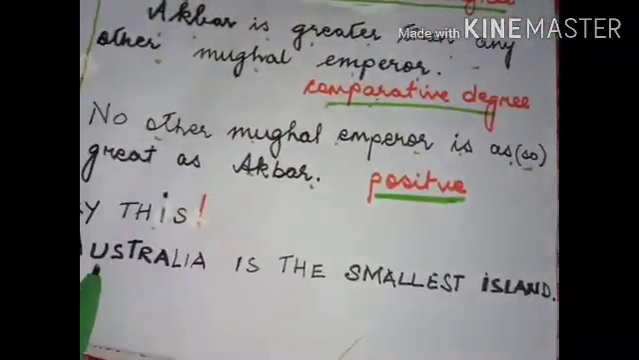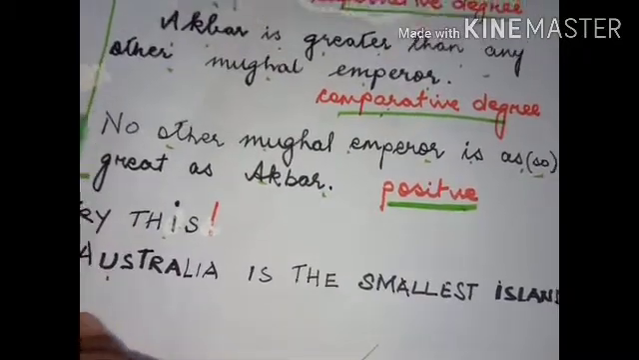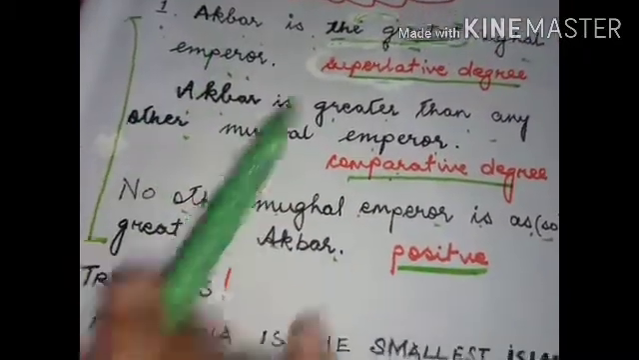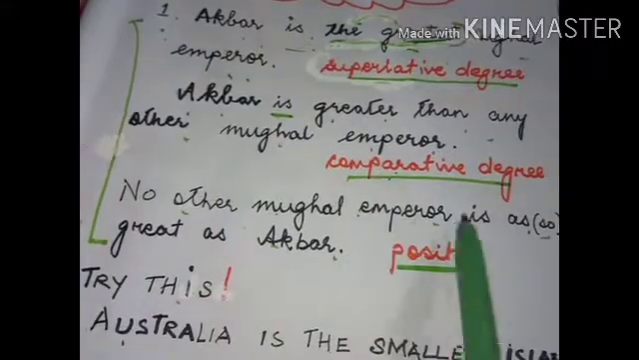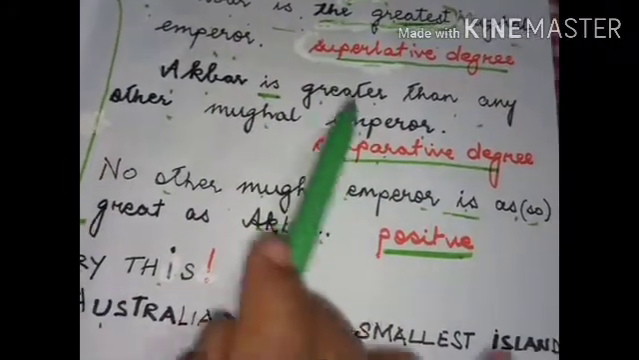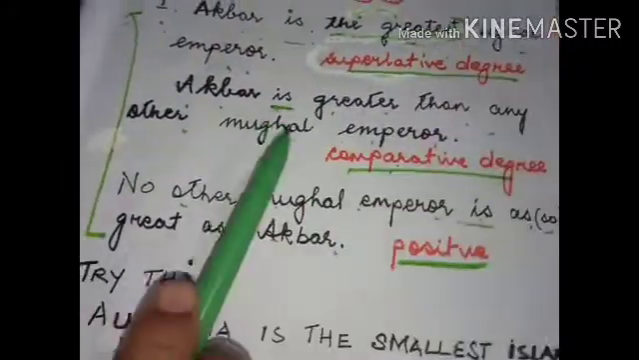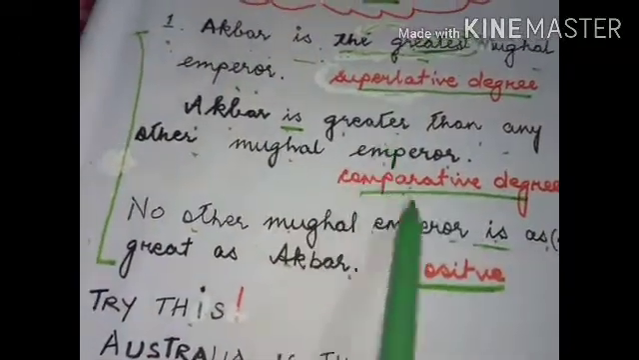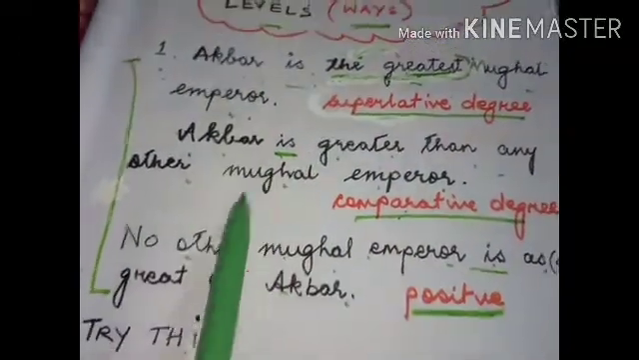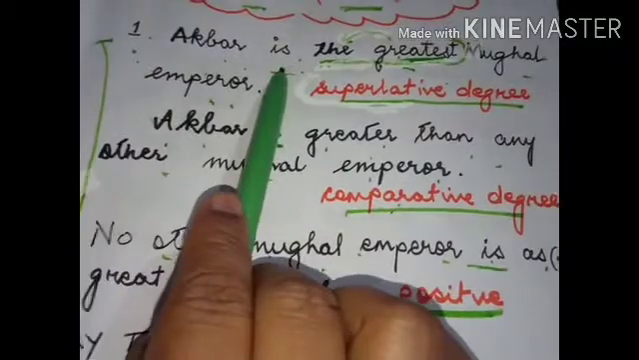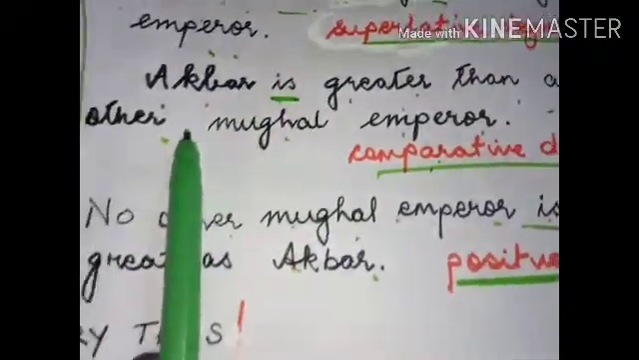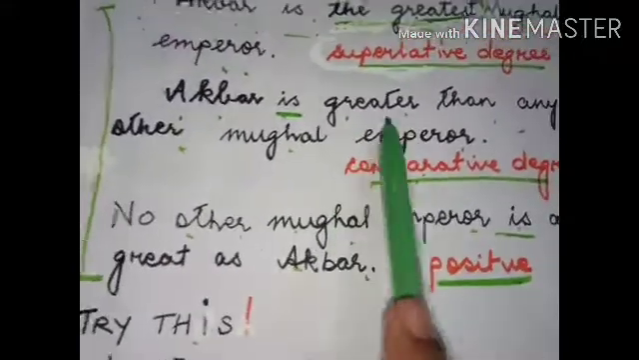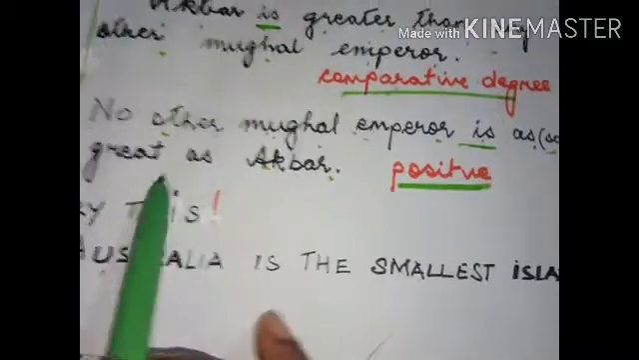Australia is the smallest island, in the same pattern. Always remember the meaning is the same. The tense will remain the same in all the sentences. We are not converting or transforming the tense. Only we are converting the adjectives here. And the meaning also should be the same. Here also, in the sentence, Akbar is the greatest Mughal emperor. The meaning in the second sentence is also the same. Akbar is greater than any other Mughal emperor. No other Mughal emperor is as great as Akbar.